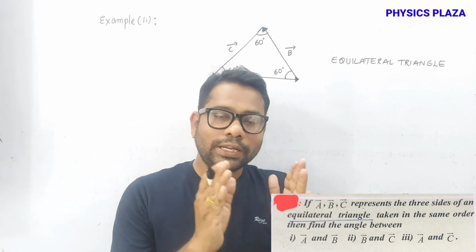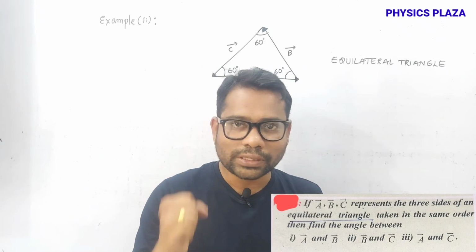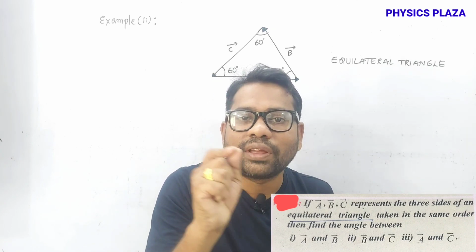No, here the condition is not fulfilled. Here the tails or heads are not meeting. Then we have one thing. What is that? What is our weapon? Yes, parallel shifting of vector.